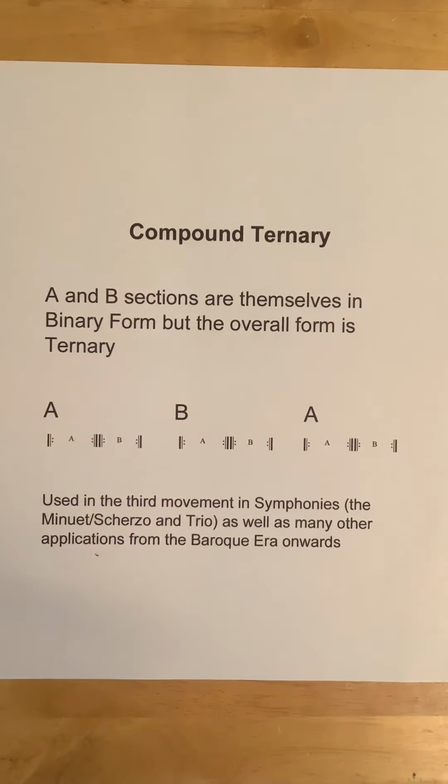Sometimes it's just called ternary form, but it's a compound ternary form, because the A section itself is in binary form, and the B section itself is in binary form. This was used a lot in the third movements of symphonies, like the minuet or scherzo and trios of Mozart, Beethoven, Haydn, as well as many other applications from the Baroque era onwards. Lots and lots of things are in compound ternary.